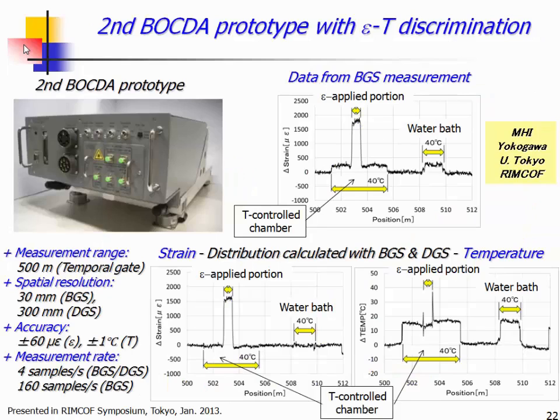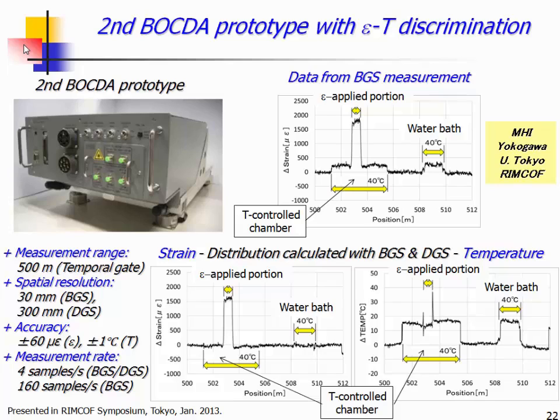And this is the prototype model of our BOCDA technology. This is joint work with Yokogawa Electric, Tokyo University, and Mitsubishi Heavy Industries. In this box, we set the BOCDA and additionally the temperature and strain discriminative measurement capability. This is the original data obtained from only the Brillouin nature. In that case, of course, the strain and temperature distribution could not be discriminated from each other. But by using the additional measurement of the Brillouin dynamic grating, we could do the matrix calculation in order to separate the strain distribution and the temperature distribution, just like this.